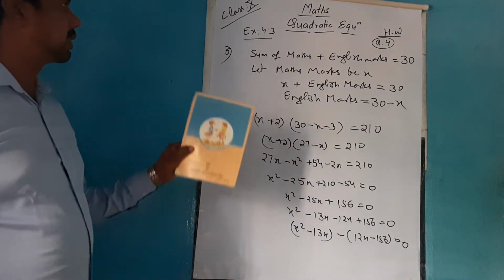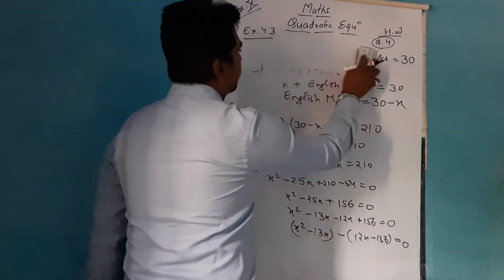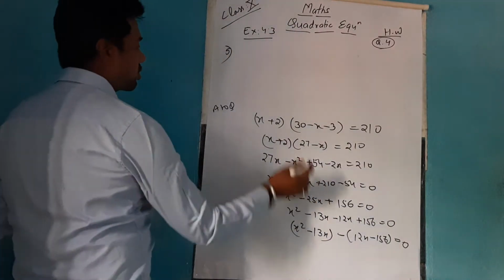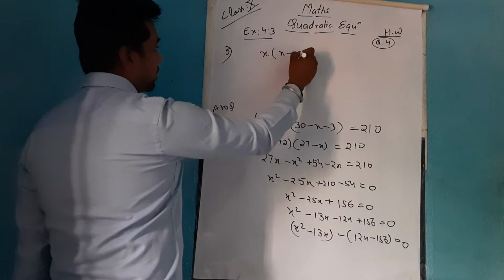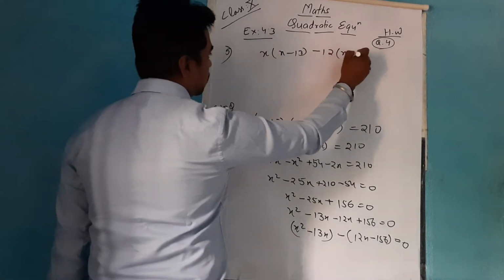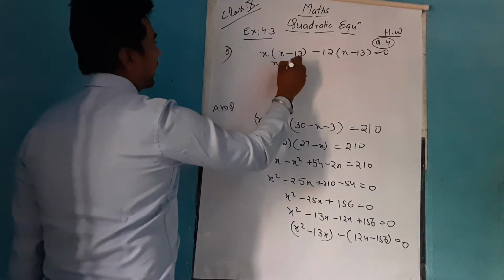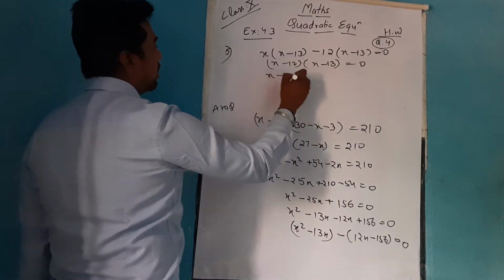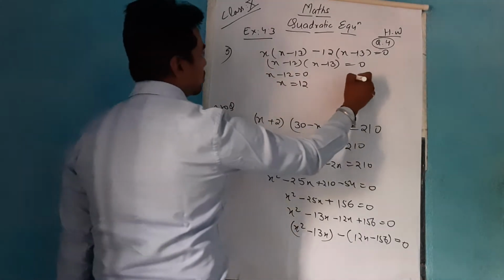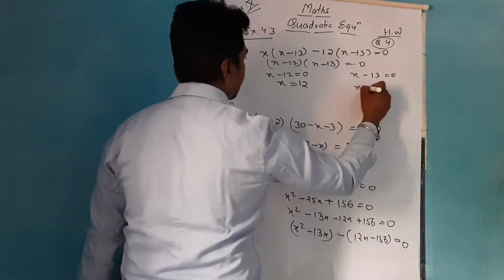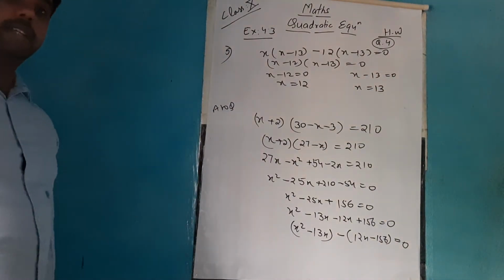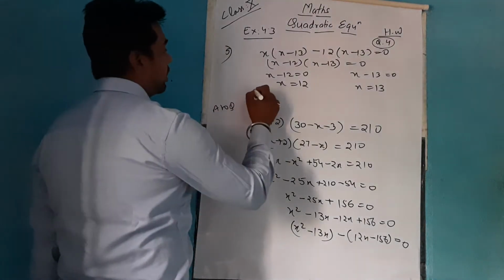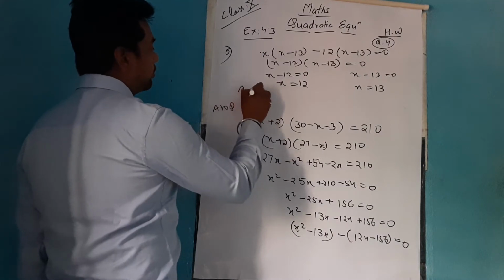From the first bracket x is taken common, x minus 13. From the second bracket 12 is common, x minus 13. Then x minus 13 is further common, left with x minus 12. When x minus 12 equals 0, x equals 12. When x minus 13 equals 0, x equals 13. So here you are seeing that there are two different values of x. So it will vary for the marks of maths and English.